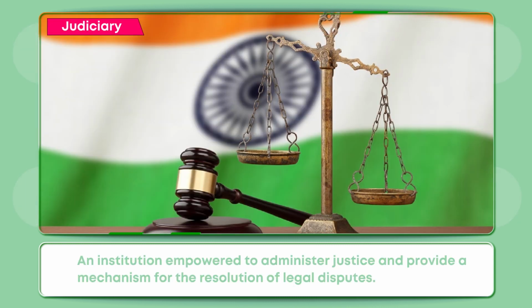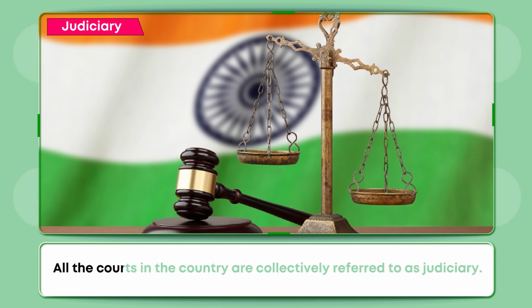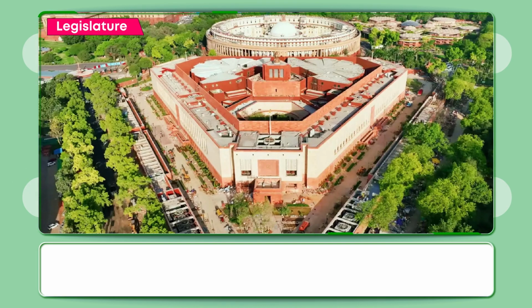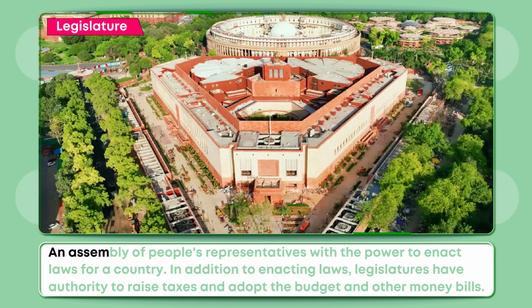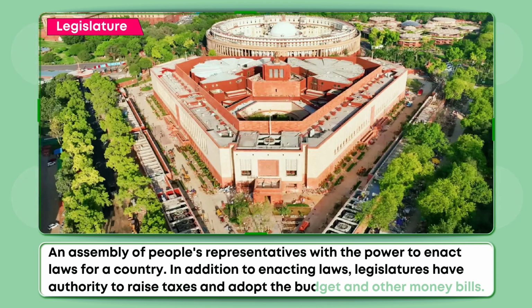Judiciary: an institution empowered to administer justice and provide a mechanism for the resolution of legal disputes. All the courts in the country are collectively referred to as the judiciary. Legislature: an assembly of people's representatives with the power to enact laws for a country. In addition to enacting laws, legislatures have authority to raise taxes and adopt the budget and other money bills.